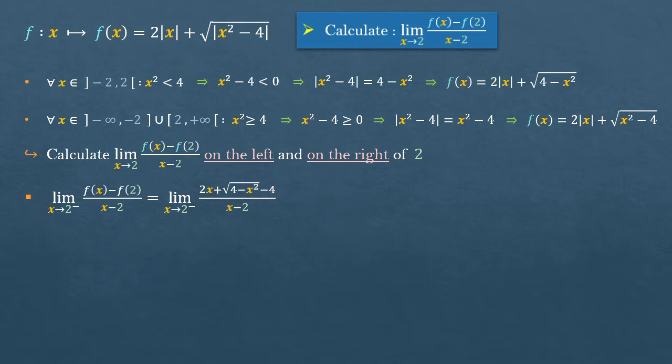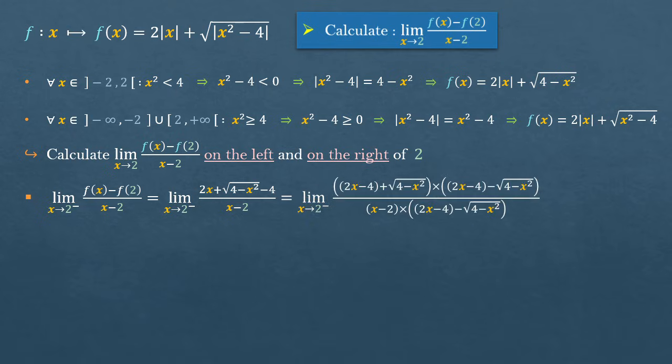Now if we replace the variable x by the number 2, we will find 0 in both the numerator and the denominator of this fraction, so the calculation of this limit this way leads to an indeterminate form. So in order to bypass this, we will multiply the numerator and the denominator of this fraction by the conjugate of the expression 2 times x minus 4 plus the square root of 4 minus x squared, which is 2 times x minus 4 minus the square root of 4 minus x squared.